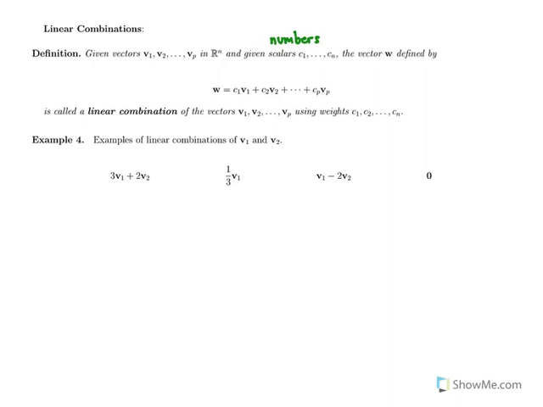So let's look at some examples of linear combinations of v1 and v2. We have 3v1 plus 2v2. Here c1 is 3, c2 is 2. We could have 1/3 v1. This would just be in the case that you had a plus 0 v2, that's fine. There's nothing wrong with that. You could also be subtracting some values, like a -2. And then an important one is this 0 right here, which is a linear combination. This is called the zero vector.